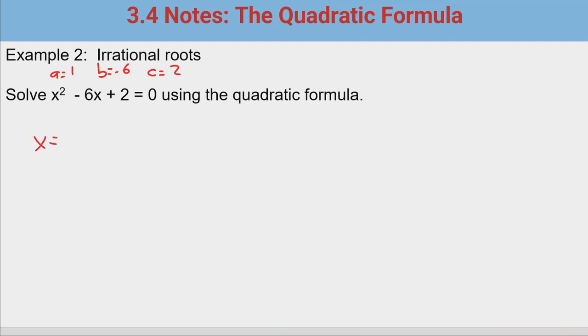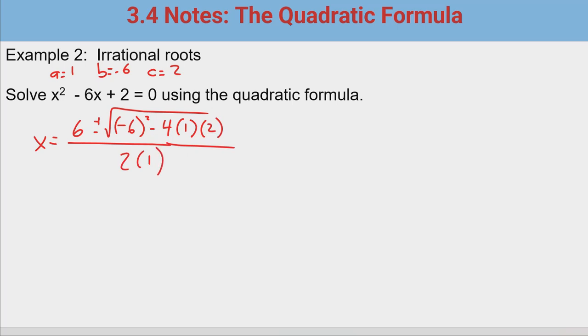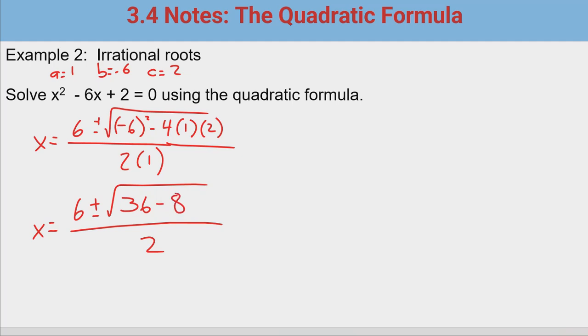So x equals negative b. B is -6, so those two negatives are going to give me a +6, plus or minus the square root of b squared minus 4 times a times c. That's all going to be over 2 times a. So working to solve, starting to use some order of operations. -6 squared is 36. -4 times 1 times 2 is -8. So I'm going to have x equals 6 plus or minus square root of 28 all over 2.